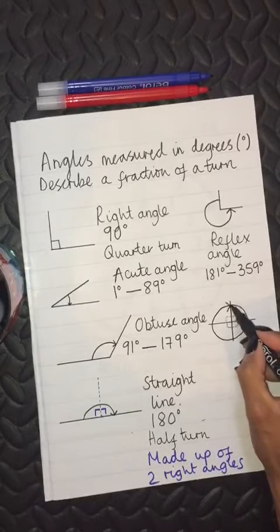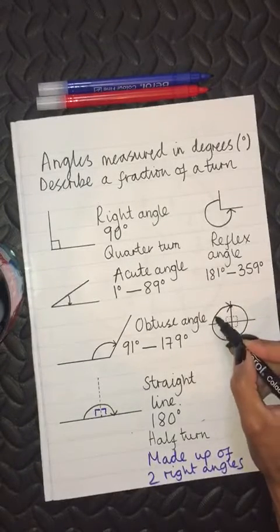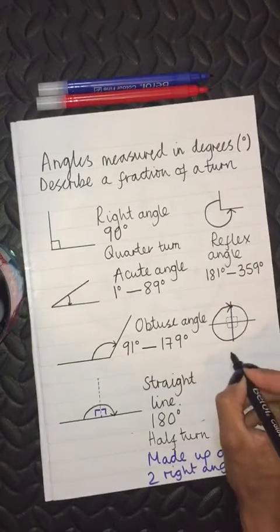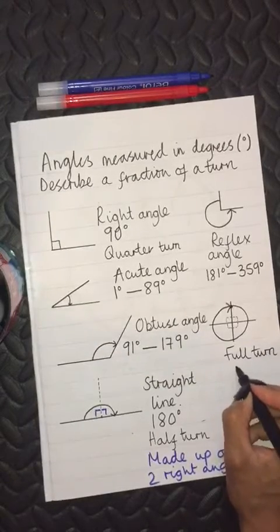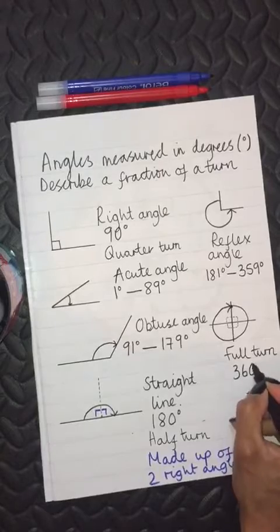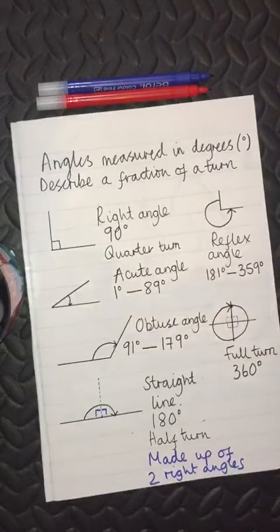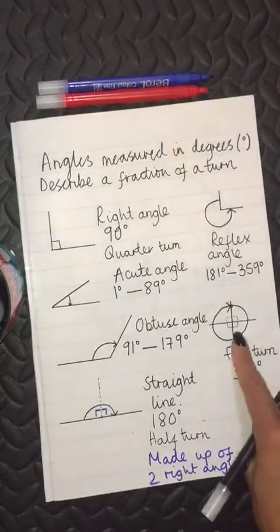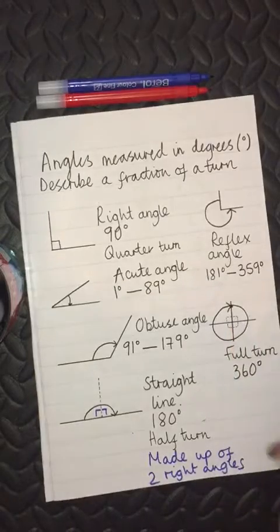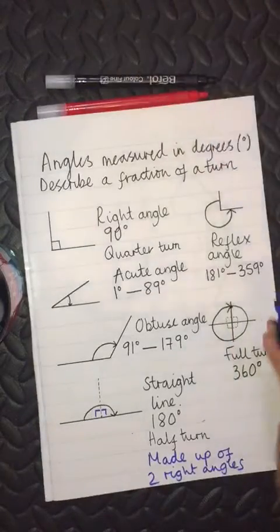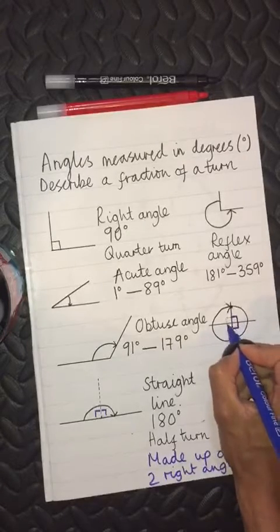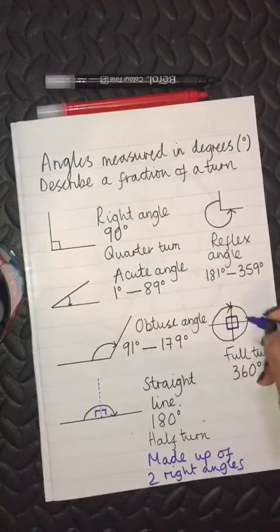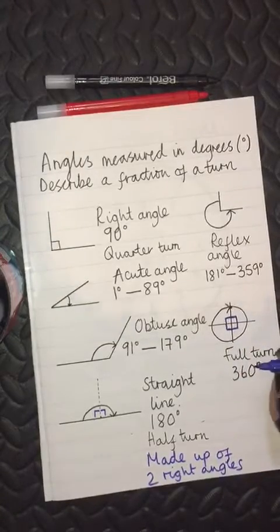So if I've got this dot here and we go all the way round, that makes a full turn. And full turns measure 360 degrees. Again, if you look closely at the dotted lines here, if I use my blue pen, you can see it's made up of, if I connect those like that, you can see it's actually made up of 4 right angles.